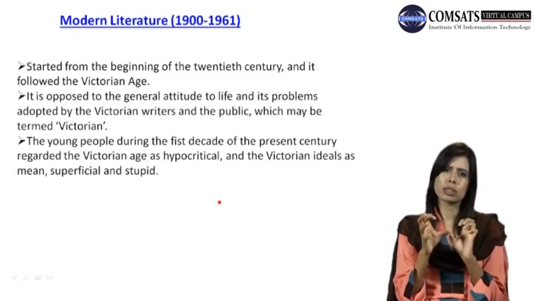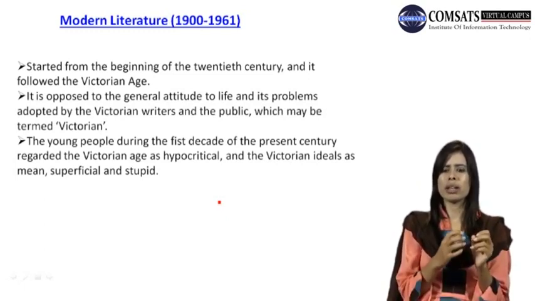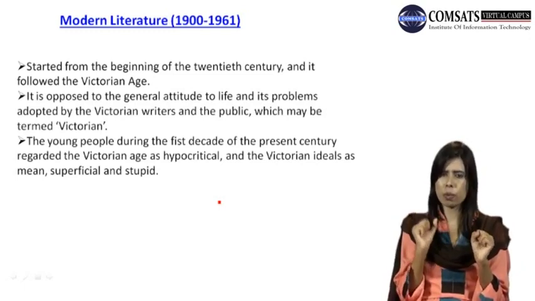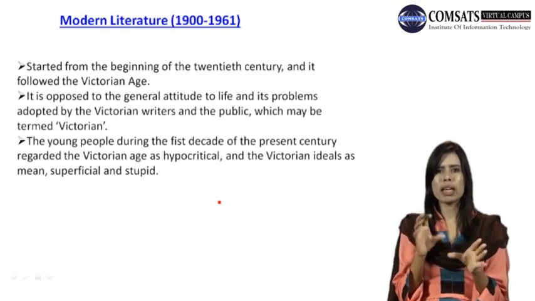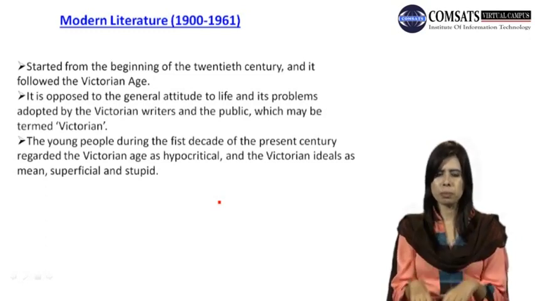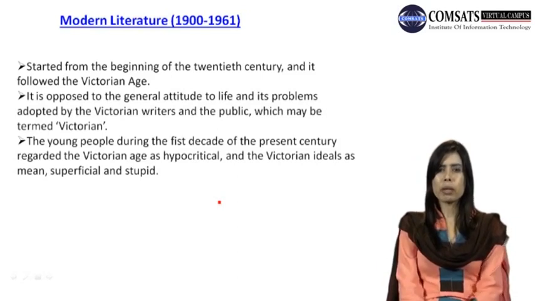So now we are towards the modern literature that started in 1900 and ended in 1961. This is again a very important era in the history of English literature, known as the modern literature. This age started from the beginning of the 20th century and followed the Victorian Age. So it came right after the Victorian Age.